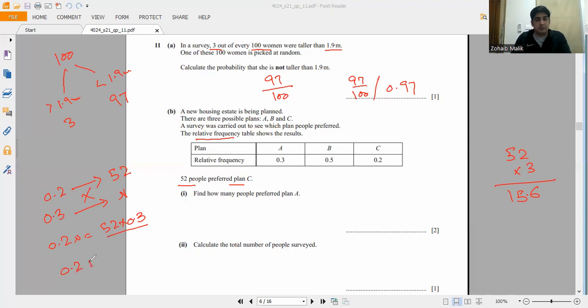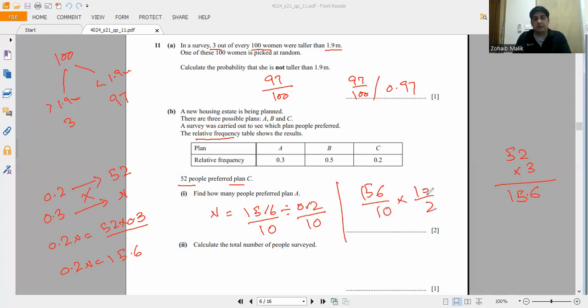So 0.2x is equal to 15.6, and now we have to find x value by 15.6 divided by 0.2, क्योंकि ये इधर मल्टीप्लाई हो रहा है उधर जाके डिवाइड. सो अब 15.6 over 10 is 2 over 10. Now 156 over 10 times 10 over 2, cancel. 2 7 the 14, 1 is carry, and this is 2 8 the 16. So 78 people are there.